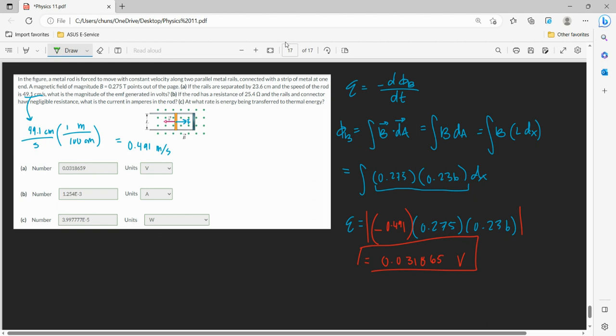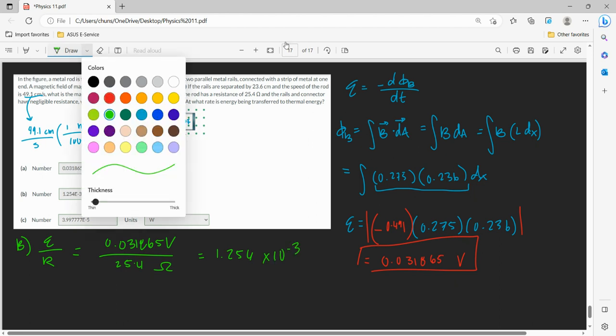Now let's move on to part B. If the rod has resistance, what is the current? So now we're going to use this equation here. So this is 0.031865 volts over our resistance, which is 25.4 ohms. And this gives 1.254 times 10 to the negative 3.